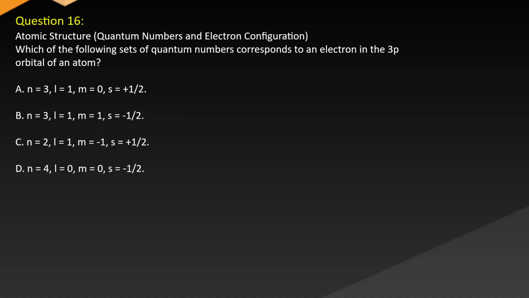Question 16. Atomic structure, quantum numbers, and electron configuration. Which of the following sets of quantum numbers corresponds to an electron in the 3p orbital of an atom? A. n = 3, l = 1, m = 0, s = +1/2. B. n = 3, l = 1, m = 1, s = -1/2. C. n = 3, l = 1, m = -1, s = +1/2. D. n = 3, l = 0, m = 0, s = -1/2.